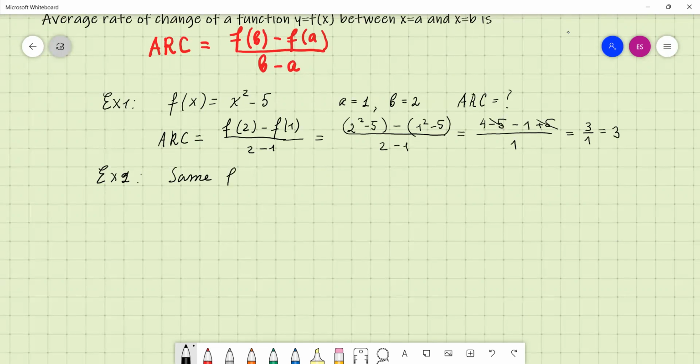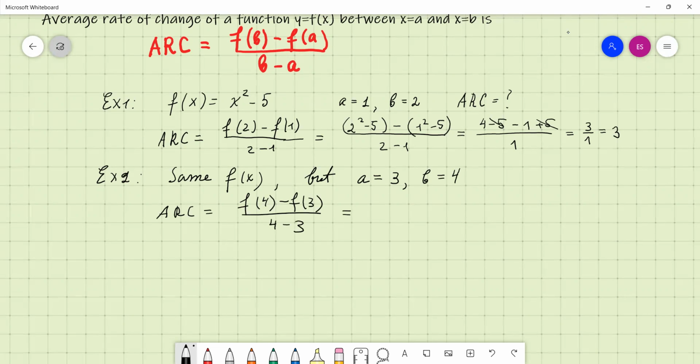Same f of x, but a is going to be equal to 3 and b is going to be equal to 4. Let's check the rate of change in this interval. Well, same way. Average rate of change equals f of 4 minus f of 3 divided over 4 minus 3. And that's going to be 4 squared minus 5, minus 3 squared minus 5, and divided by 4 minus 3, which equals 1, right?